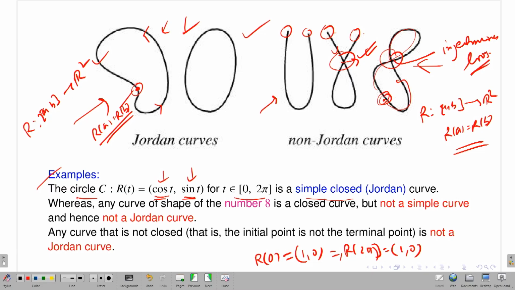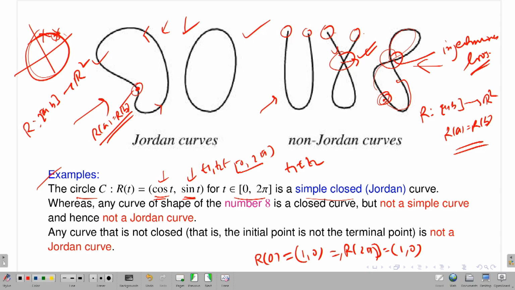That means this is what is called a closed curve. And of course it is simple, because you just look at the picture, which is the unit circle, and it is injective. Because if I take any points t1 and t2 belonging to 0 to 2 pi, and t1 not equal to t2, then if I draw the picture, for different t1 and t2 you will have different points. Therefore the function is what is called injective. So this circle is one of the very nice examples of what is called a Jordan curve.